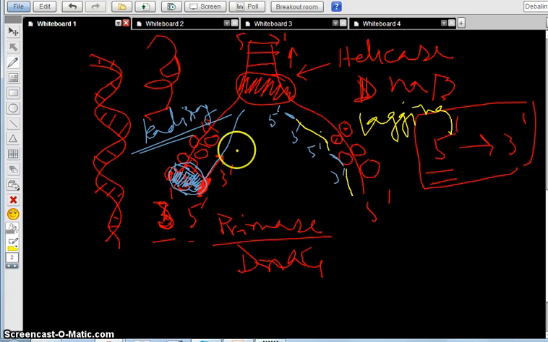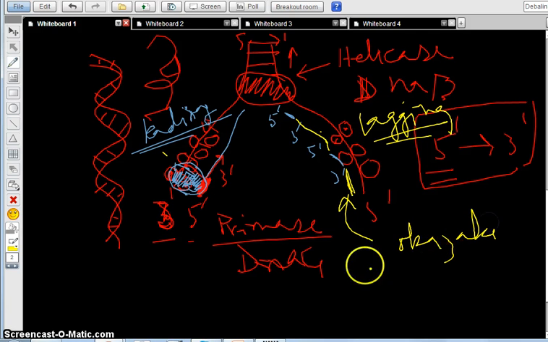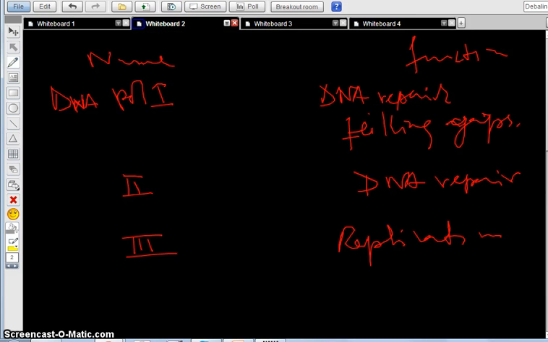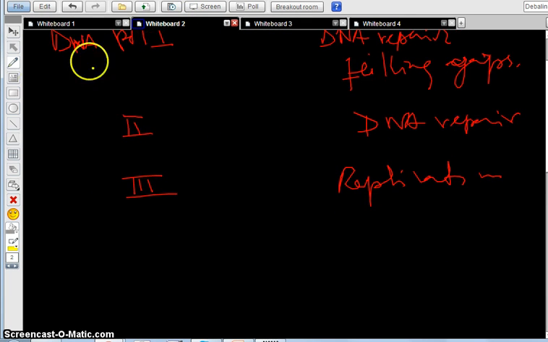Okay, this is the lagging strand and this is the leading strand, and these small fragments of the lagging strand are called Okazaki fragments. This is the Okazaki fragment, and this whole synthesis of the leading strand and lagging strand is done under the control of the DNA polymerase. Okay, so if we go back to that slide, here is DNA pol 1. We have known that DNA repair and filling of the gaps is the function of this DNA pol 1.